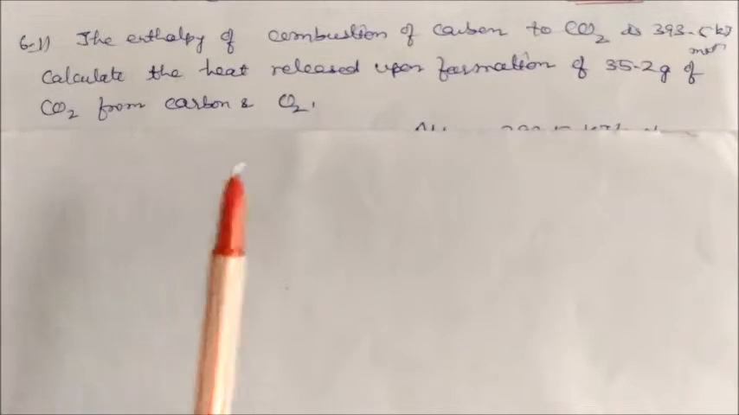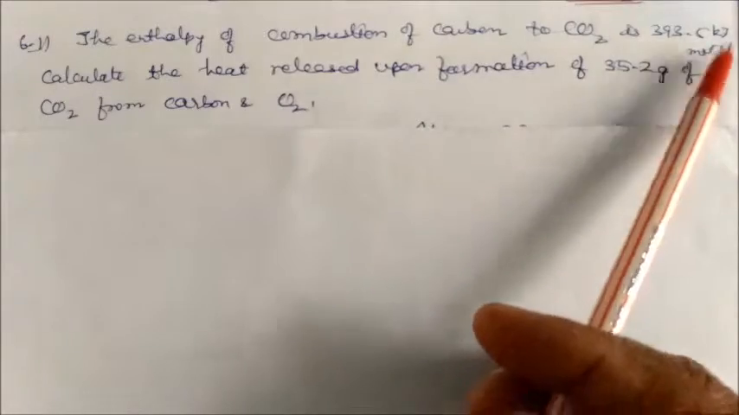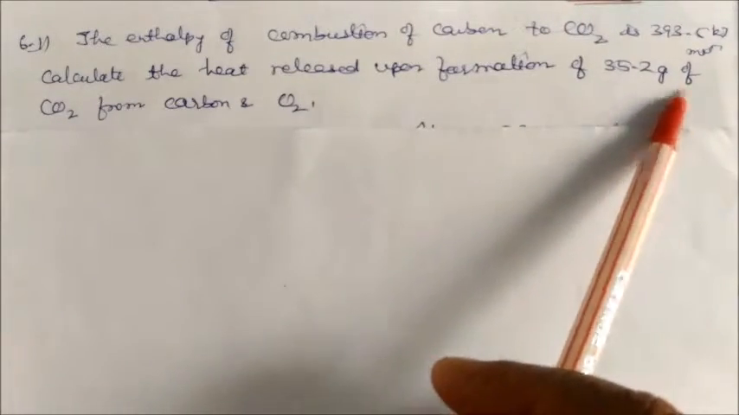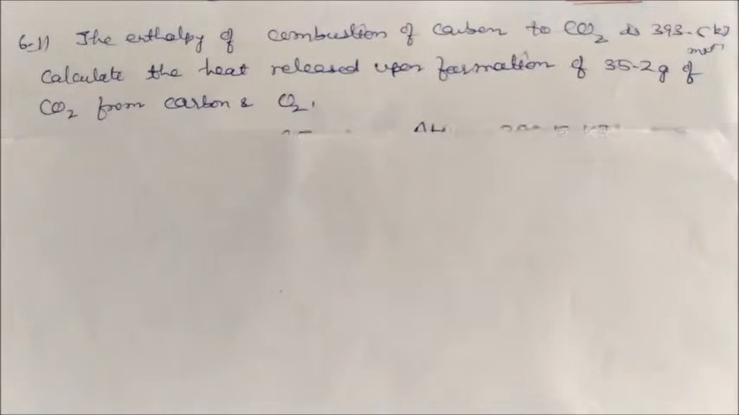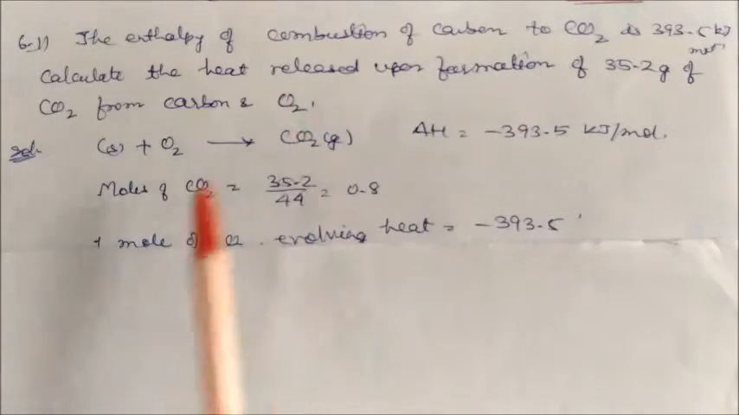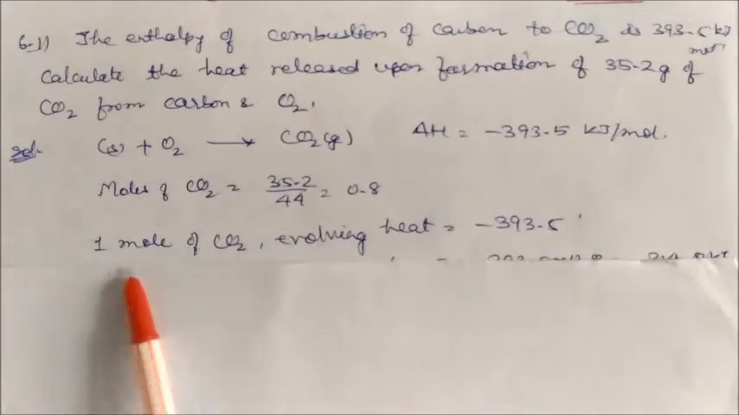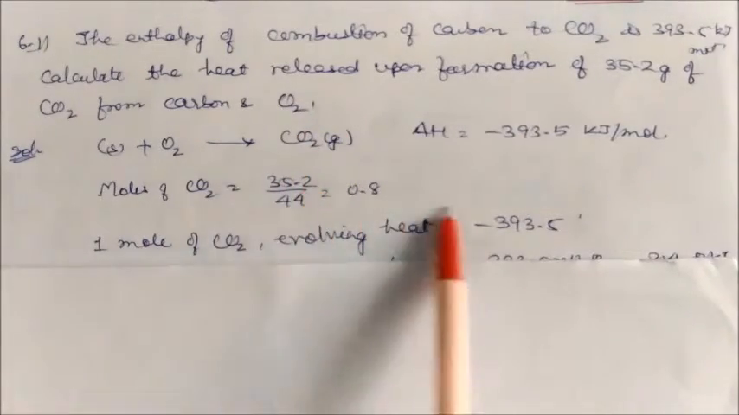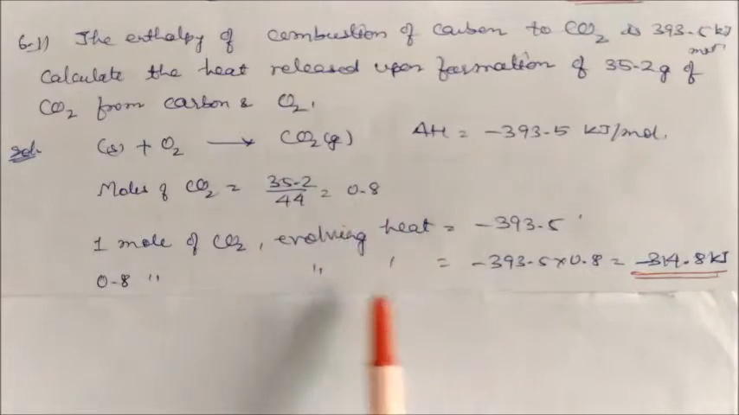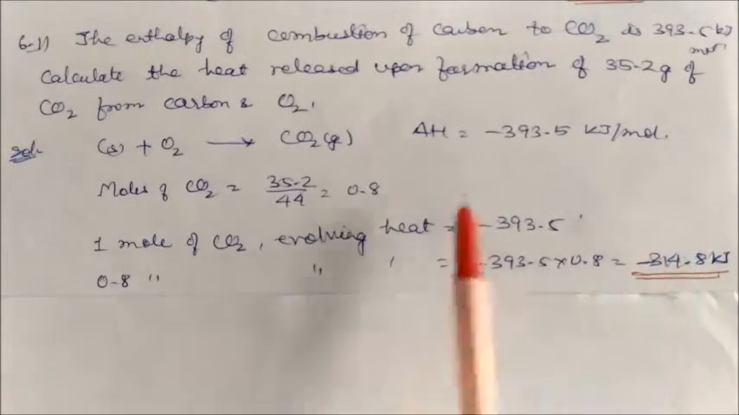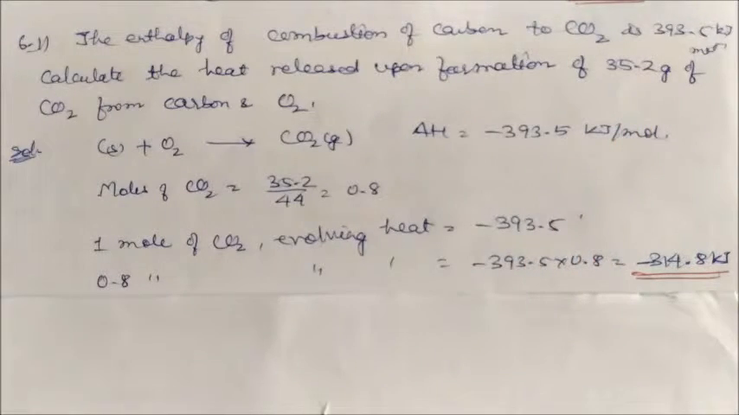The enthalpy of combustion of carbon to carbon dioxide is this much. Calculate the heat released upon formation of 35.2 gram of carbon dioxide from carbon and oxygen. So this is the combustion of carbon, and the moles will be how much? This is 0.8 mole. So 1 mole of carbon dioxide evolves this much heat. So 0.8 mole will evolve how much heat? Multiplying by 0.8, you will get this much amount of heat released by 0.8 mole of carbon.